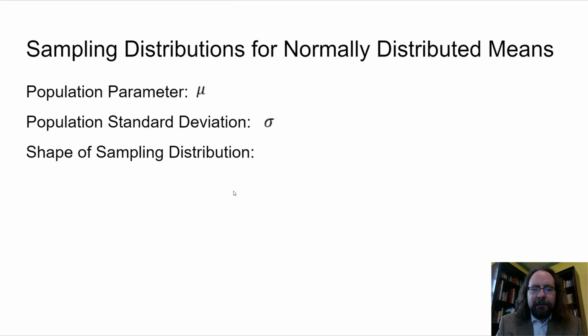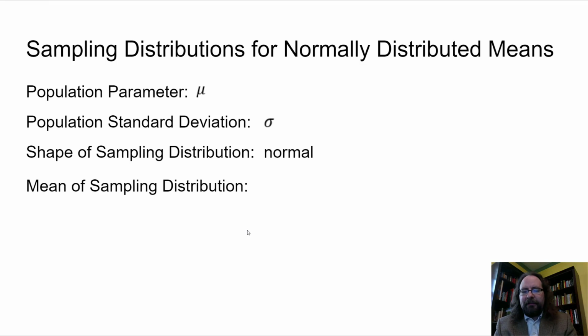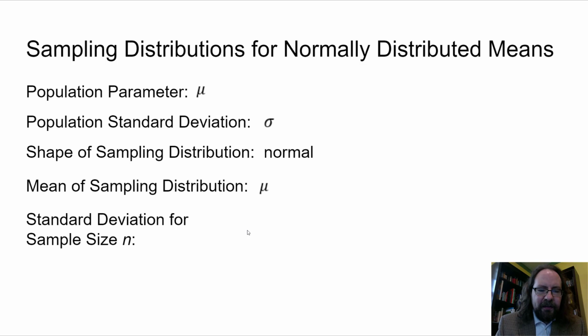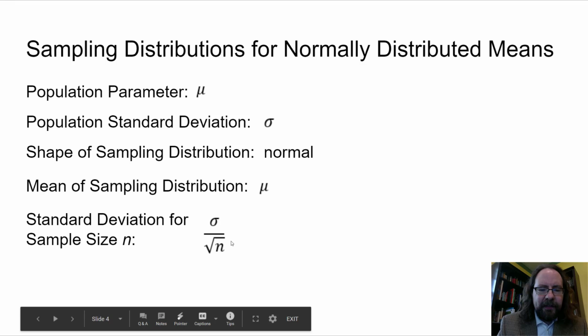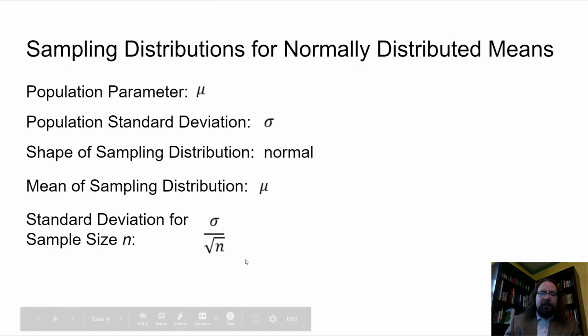Now we've used these before in doing normal curves, so these symbols should be familiar to you. The shape of our sampling distribution, as we saw, is going to be normal. The mean of the sampling distribution, if you saw there, they were both centered right where the population parameter is. So the mean of the sampling distribution will always be mu. And the standard deviation for a given sample size is going to be the population standard deviation, but divided by the square root of the sample size.